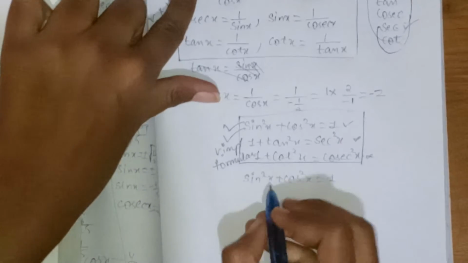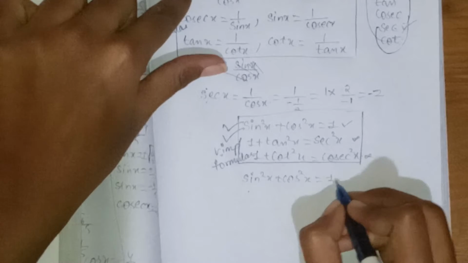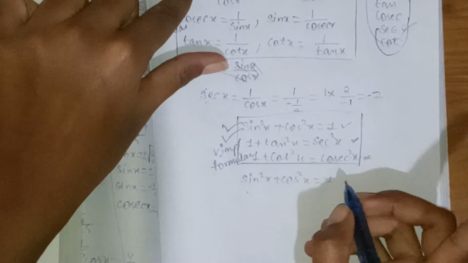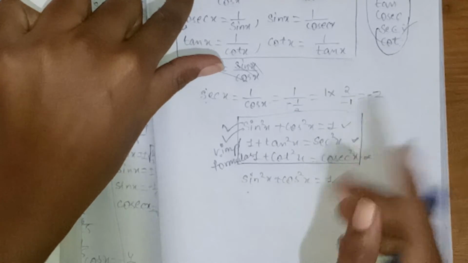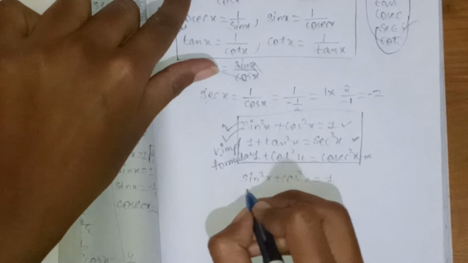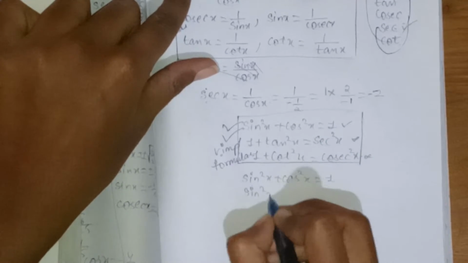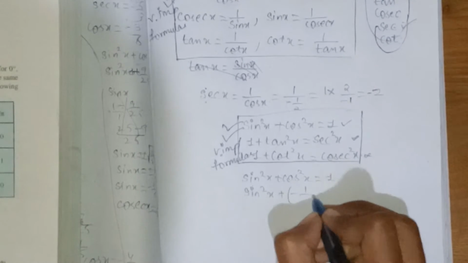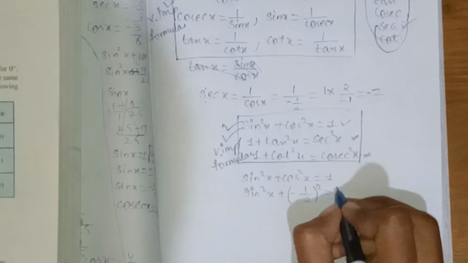So what's the value of cos? What we are doing is finding the sine value, so that we can automatically find the cosecant value, which is the reciprocal of sine. Minus 1 by 2 whole square is equal to 1.